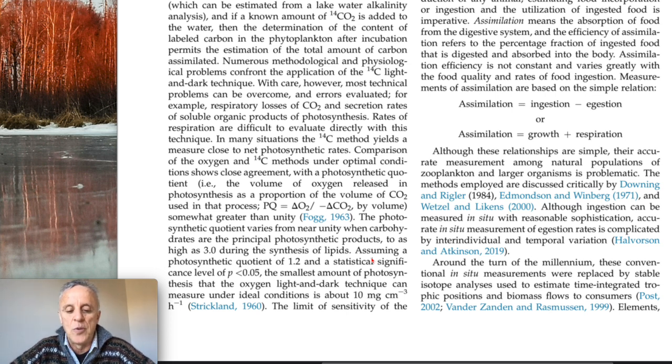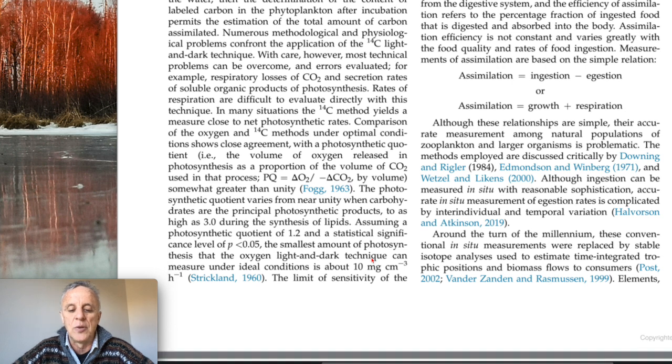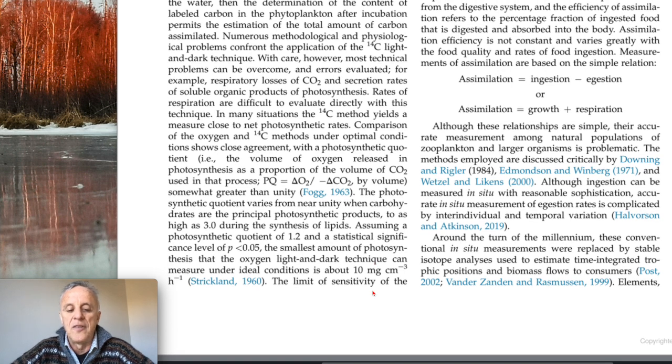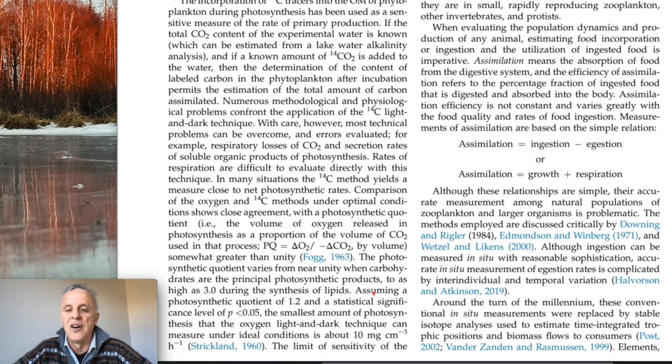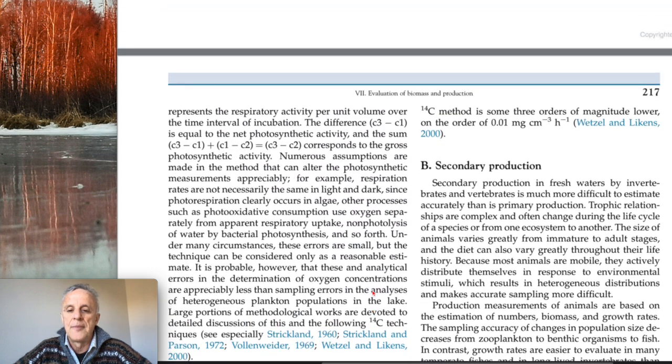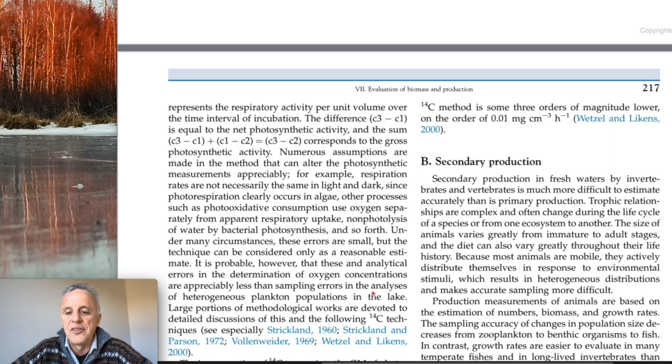Assuming a photosynthetic quotient of 1.2 and a statistical significance level of P less than 0.05, the smallest amount of photosynthesis that the oxygen, light, and dark techniques can measure under ideal conditions is about 10 milligrams per centimeter cube per hour. The limit of sensitivity of the carbon-14 method is some 3 orders of magnitude lower, on the order of 0.01 milligrams per centimeter cube per hour.